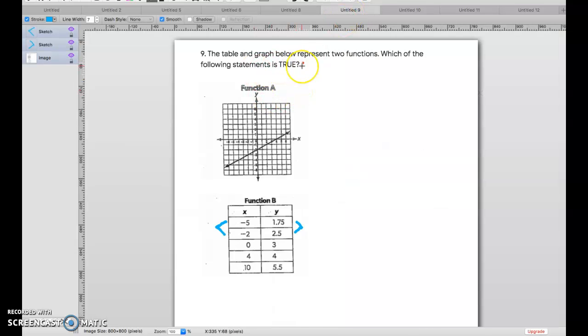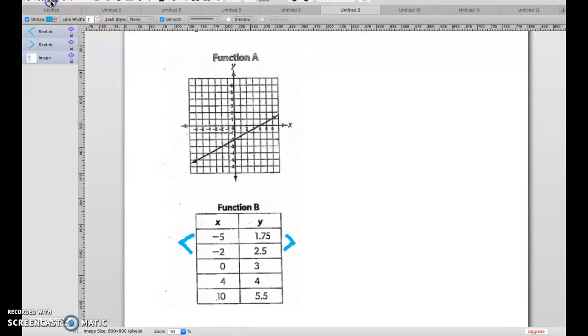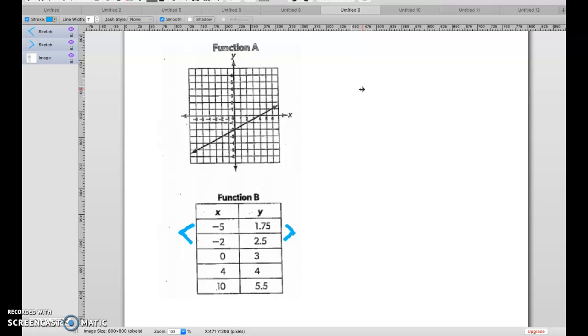Problem 9. So you get some multiple choice options for this problem, and basically they're asking you to find the slope for each of these. Slope is another way of saying rate of change. I can't remember the options. The multiple choice options might say rate of change or they might say slope, and those two terms mean the same thing.